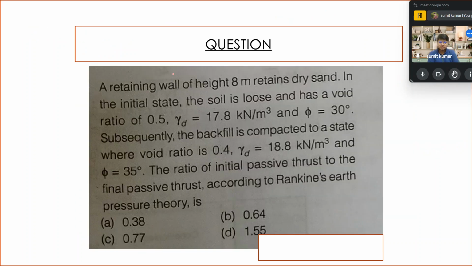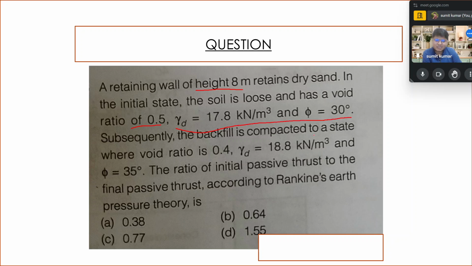Okay. Now we are moving to the next problem. The next problem states that a retaining wall of height 8 meter retains dry sand. So height 8 meter is important. In the initial state, the soil is loose and has a void ratio of 0.5. Void ratio means e. Gamma d is 17.8 kilonewton per meter cube and phi is 30 degree.